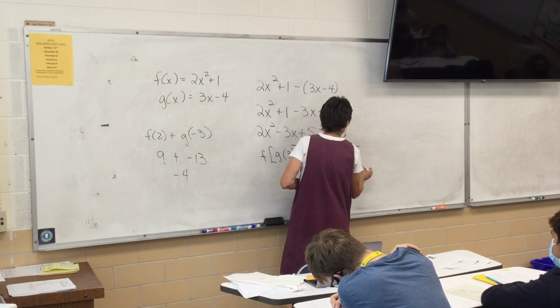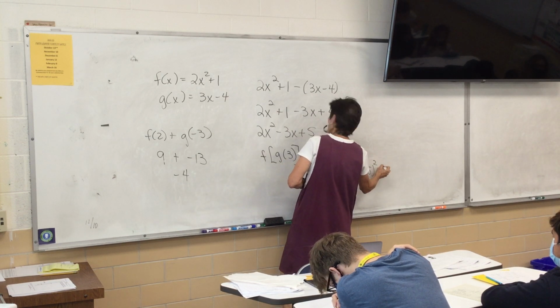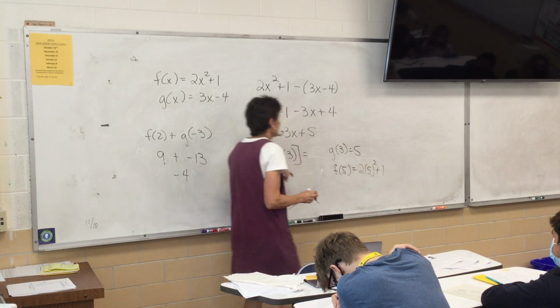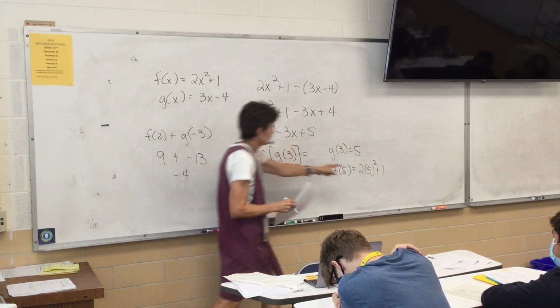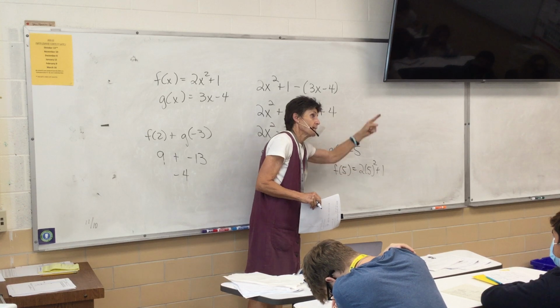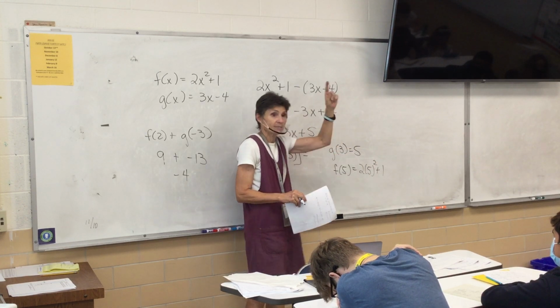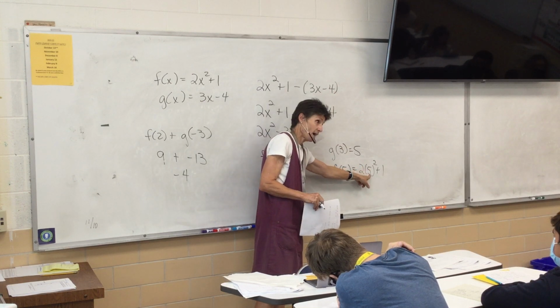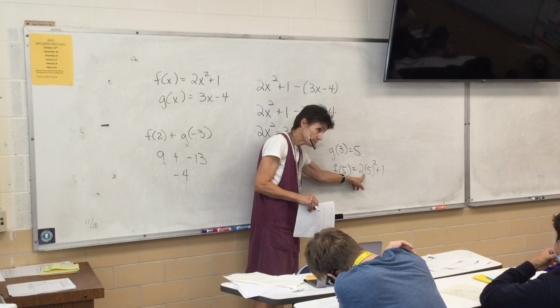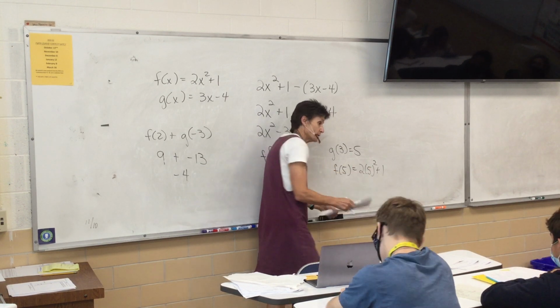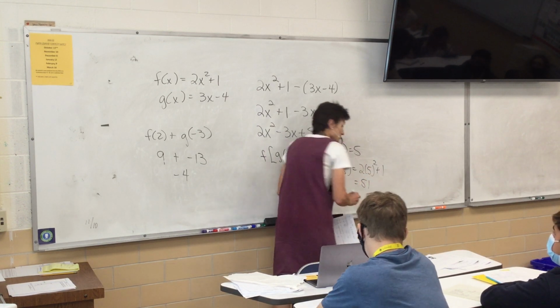So watch the math here, guys. What do I do first? When I put a 5 in there, what do I do first? Exponent, PEMDAS. So this becomes 25 times 2 plus 1. 51.